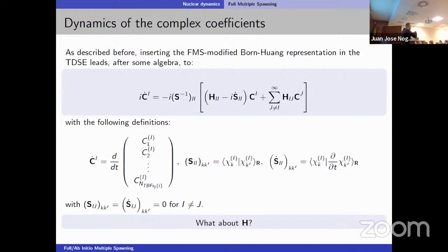And if I'm stressing that, it's because when you hear about surface hopping, you will also hear about the idea that in surface hopping, you represent the nuclear wave function by independent classical trajectories. All the trajectories are independent. They don't talk to each other. Here, in full multiple spawning, the Gaussians are talking to each other. And the one responsible for that is this Hamiltonian.